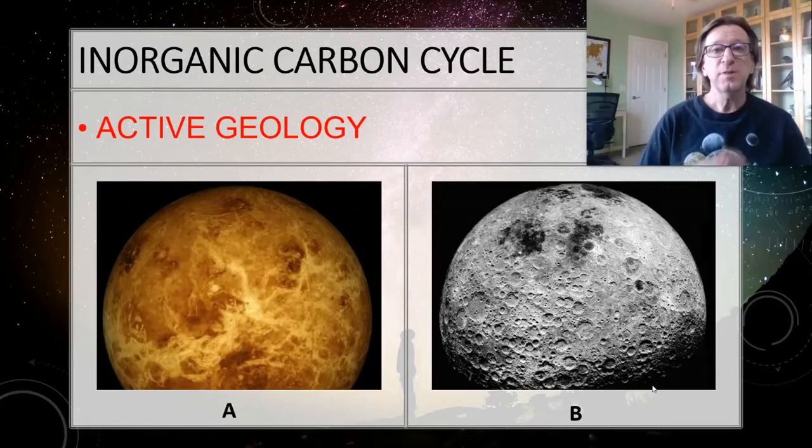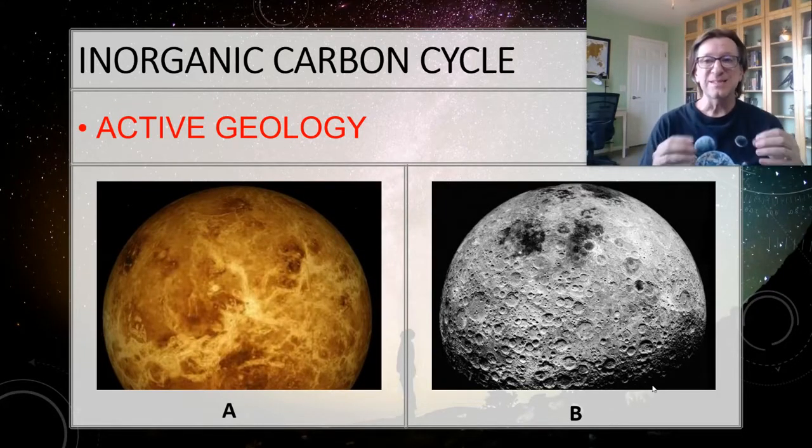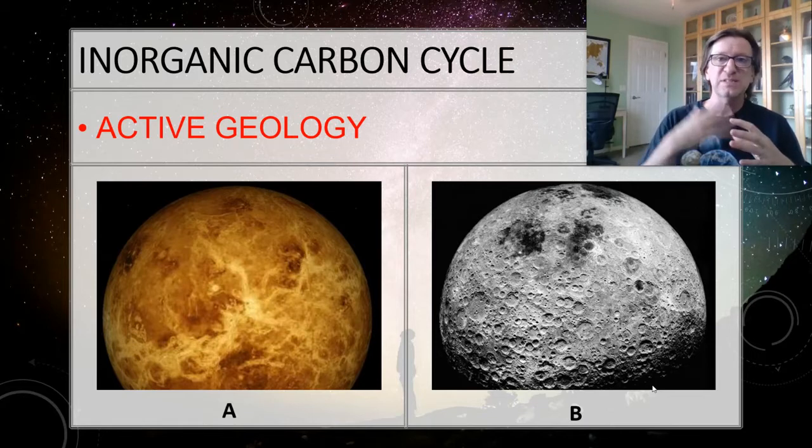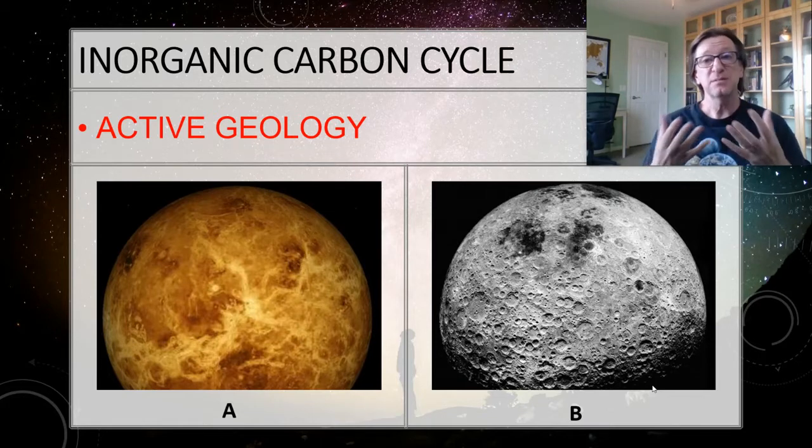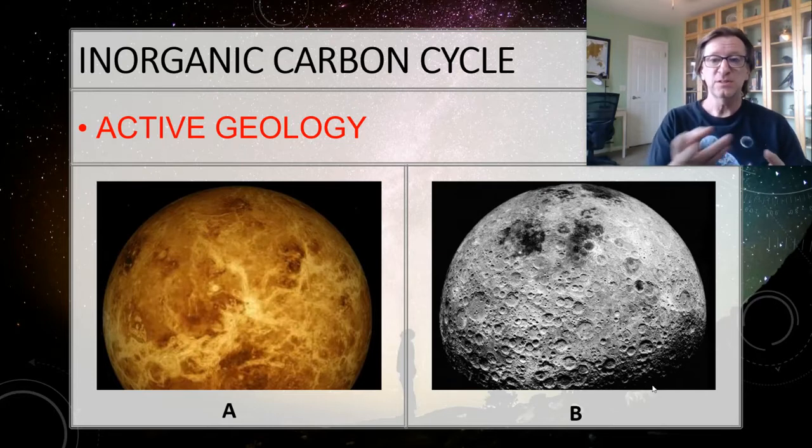So the key for a planet to maintain its viability is that it has to have active geology. By that we mean it's continually recycling the elements, and the big way you can see that is by it having erupting volcanoes. Let's look at these two bodies here. These are actual bodies in the solar system. You might actually recognize some of them.